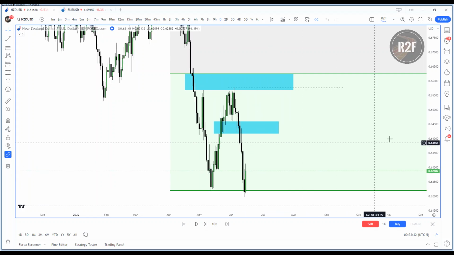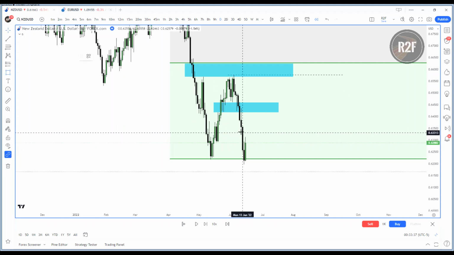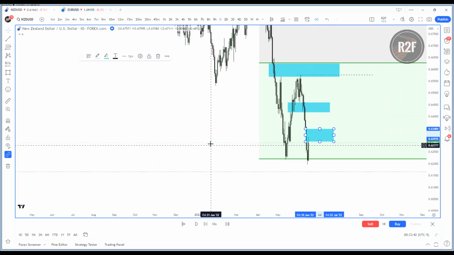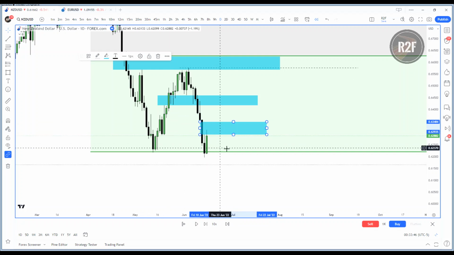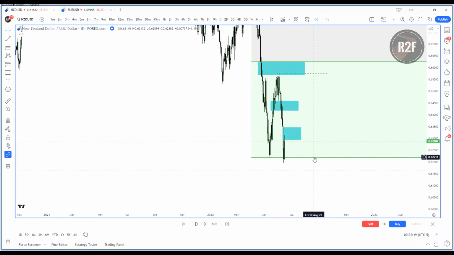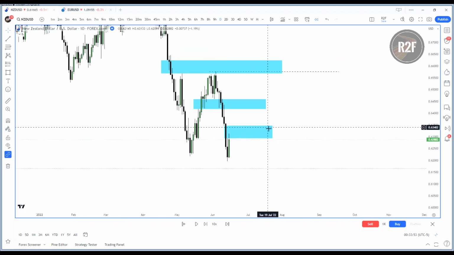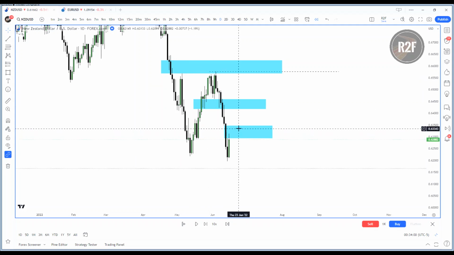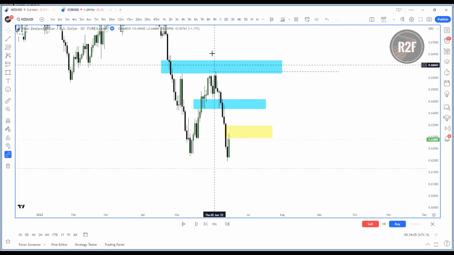Okay, so I like this one, coming into here. So could look at taking a short here to make another low. Let's just say we're quite at a discount, so we've got to be quite careful. But there's this confluence here, somewhat of a breaker or an inverted order block. Let's annotate this in yellow for a daily gap.